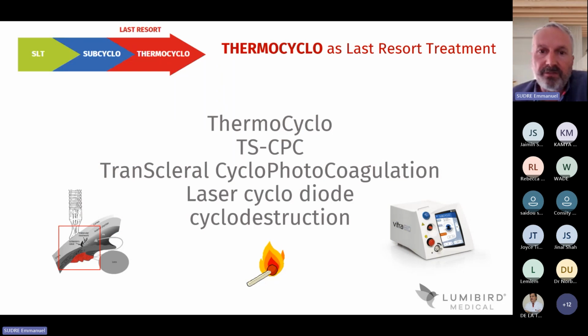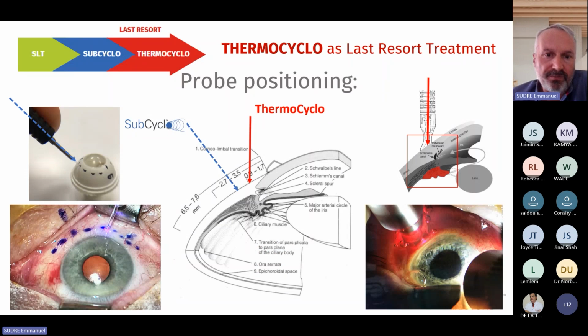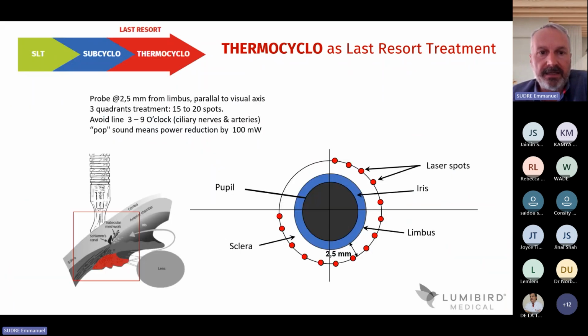Just a quick reminder, what is thermocyclo? It is the old technique, which is quite aggressive for the tissue and delivers high energy to the tissue. The probe positioning is quite different. So you notice that Subcyclo is perpendicular to the sclera, and thermocyclo is parallel to the visual axis. So just keep in mind that with the same probe, we just use it differently depending on the technique.